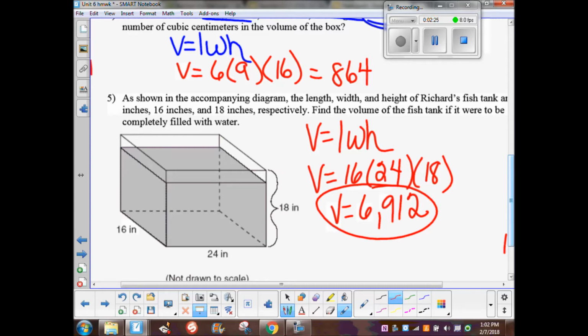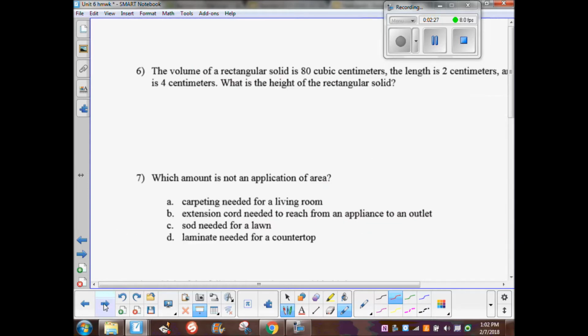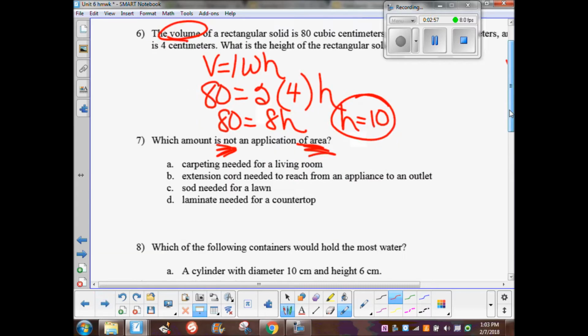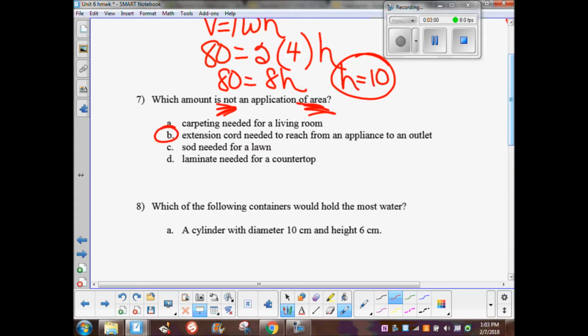All right, next page. The volume of a rectangular solid. Again, we're still using length times width times height, but they're telling us that the volume is 80, the length is 2, we've got a 4, and we're looking for the h. So 80 equals 8h, then to solve for h, we divide by 8, and we end up with the height being 10. Which one is not considered area? The one that's not considered area is B.